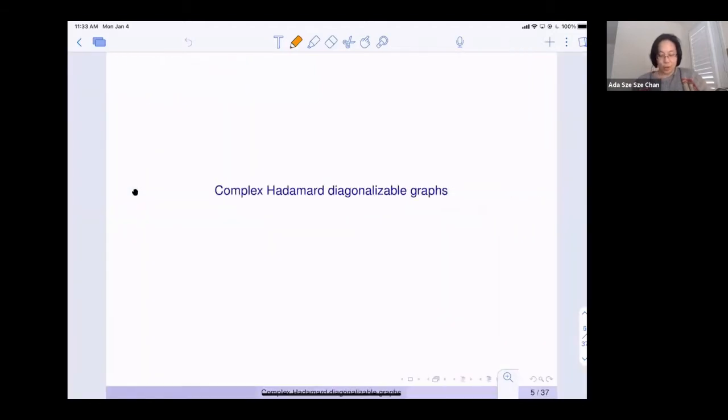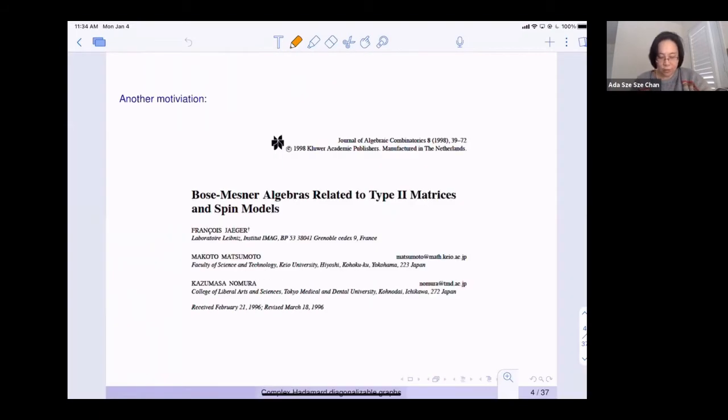All right. So complex Hadamard diagonalizable graphs. I was really motivated to look at the Hadamard diagonalizable graphs because of the quantum walk and also because of the type 2 matrix and what we call the Nomura algebra of type 2 matrices. Hadamard matrices are examples of type 2 matrices. So there's a problem that Chris and we talked about many years ago about the Nomura algebra of Hadamard matrices that's still open. And so that is my main motivation.